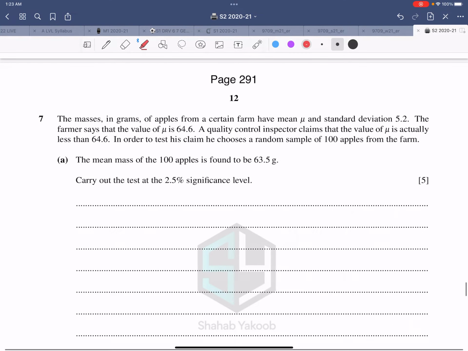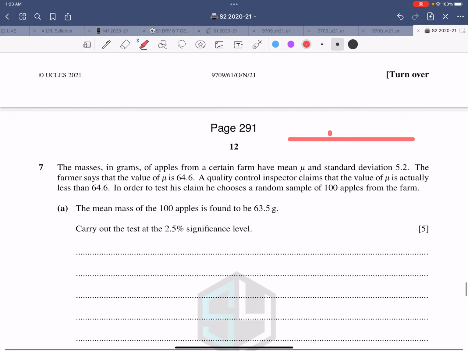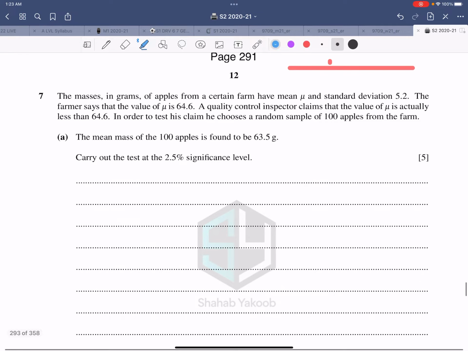Here comes question number 7. The masses in grams from a certain farm have a mean mu and standard deviation 5.2. So the mean is mu and standard deviation is 5.2. The farmer says the value of mu is 64.6. A quality control inspector claims that the value of mu is actually less than 64.6. So it looks like a lower tail test.